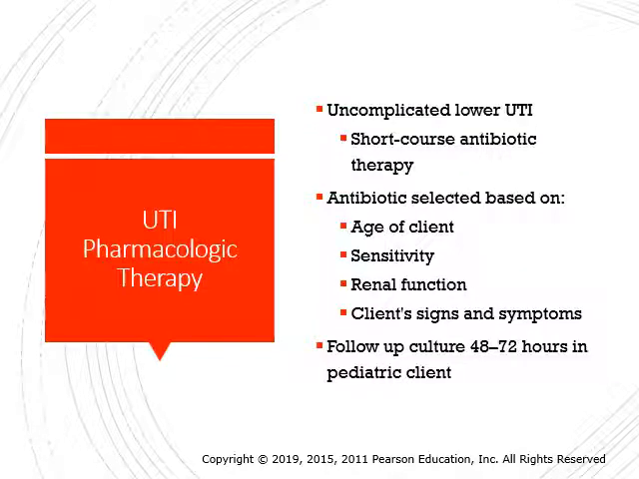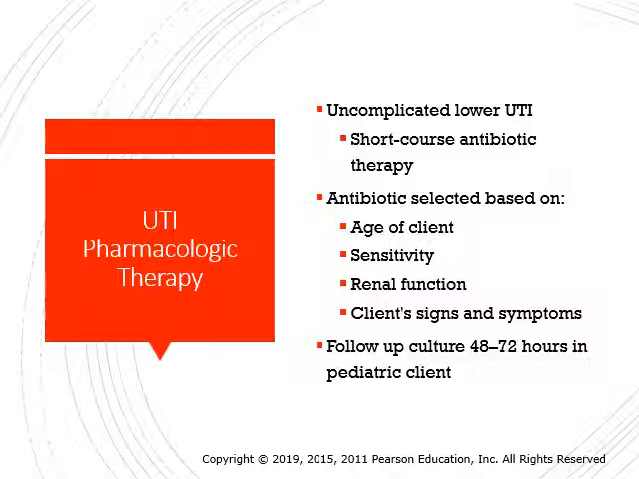Okay, what are we going to do? What can we expect for these patients? For an uncomplicated lower urinary tract infection would be a short course of antibiotic therapy. The antibiotic will be selected by the provider based on the age of the client, the sensitivity, or what kind of microorganism is growing and what it's sensitive to, what antibiotic will kill it, the patient's renal function, and then the client's signs and symptoms.